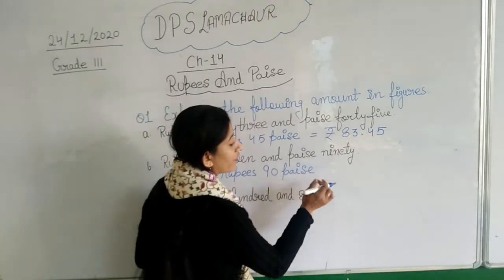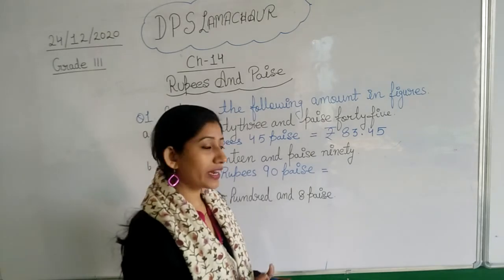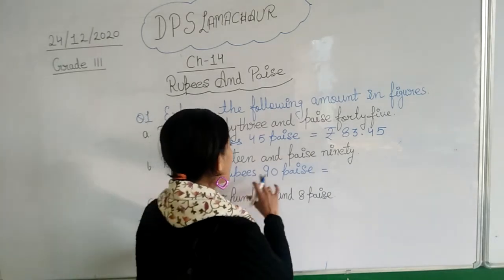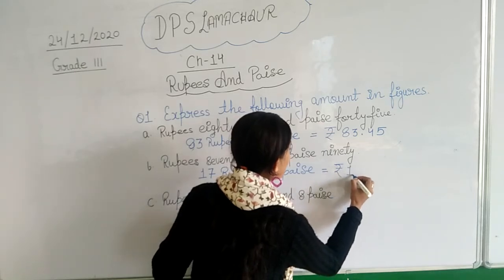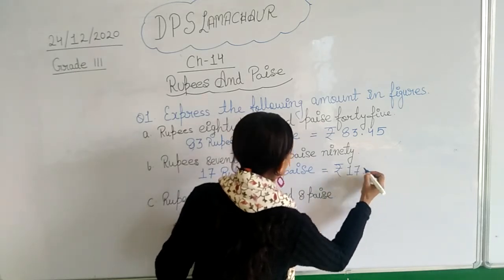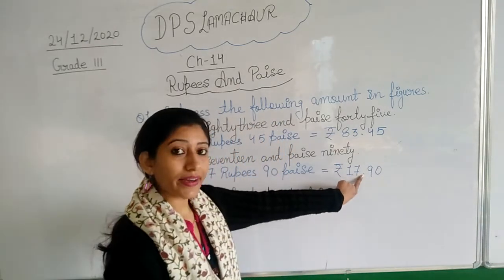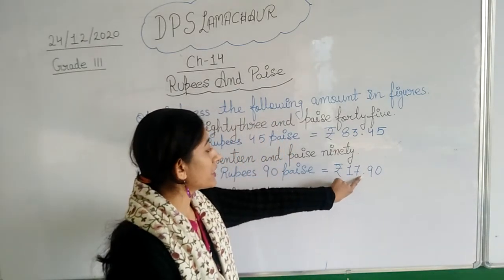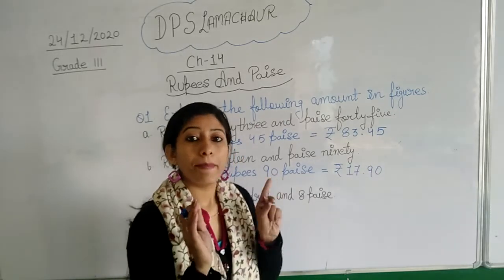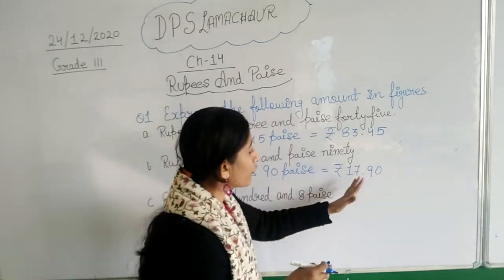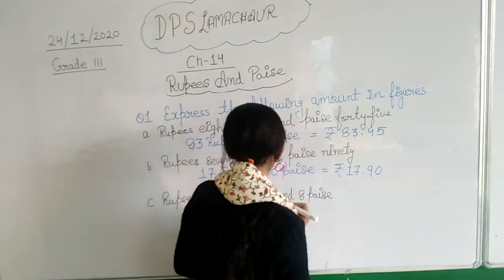Now we have one more method of writing this. How can we write it? We can write it in this form also. Rupees 17.90. Why are we putting this point here? Because this point represents that the number written after the point is paise and the number written before the point is rupees. Okay, I hope you all are getting this.